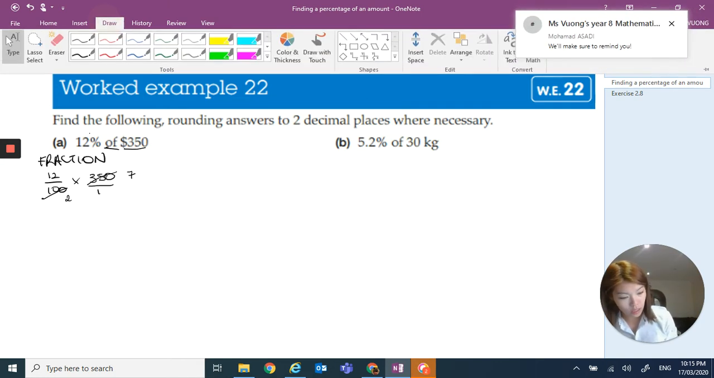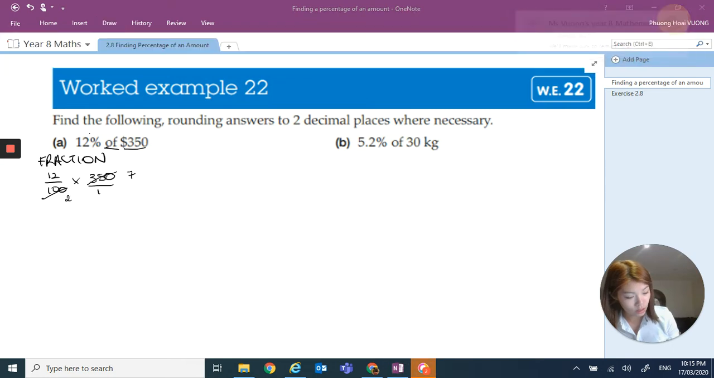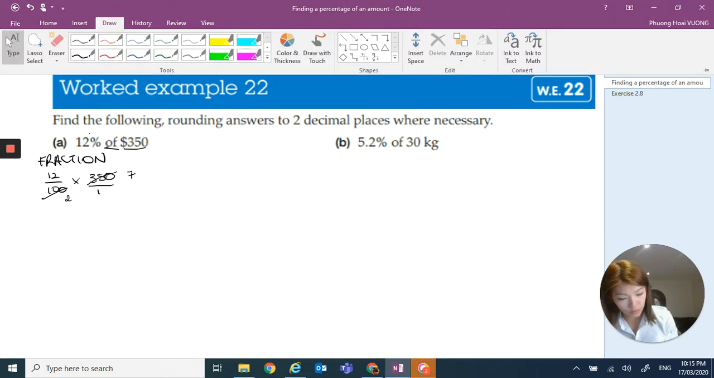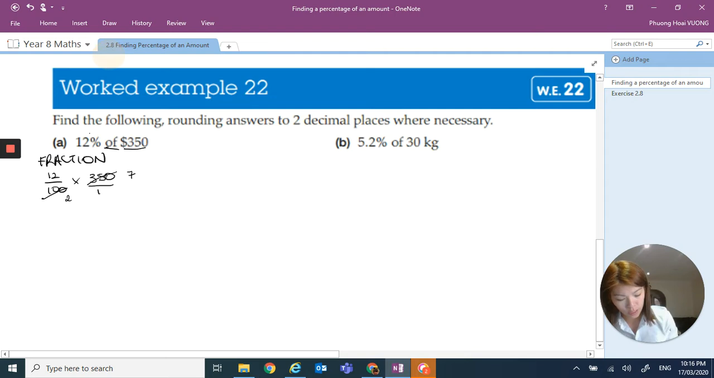So just so that you can see what I'm doing, let's switch to a different color. At the top, number 12, and at the bottom, number 2. 2 into 2 goes once, and 2 into 12 goes 6 times. So now we have 6 times 7, which is 42. And don't forget the units, dollars.